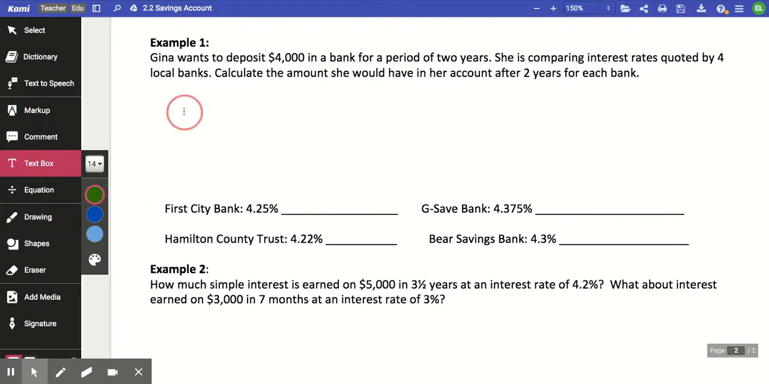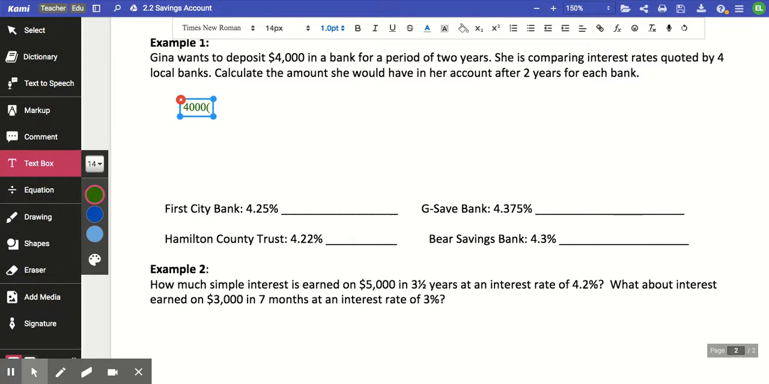So for First City Bank, we would take 4,000 times the interest rate of 0.0425. Very important, because she's not earning 42.5%. And then multiplied by 4. So the interest she's earning would be $680. That means the amount in her account after 4 years would be $4,680.